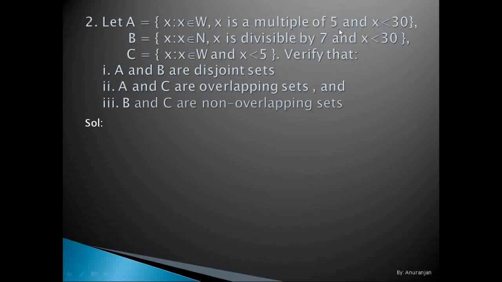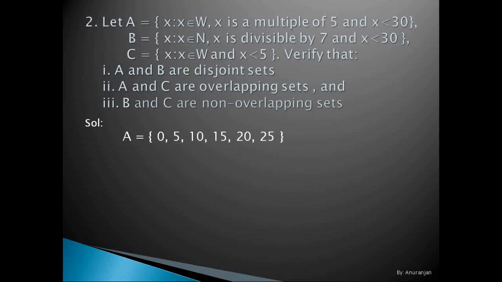So a multiple of 5 means we can start by multiplying 5 by 0. So 5 zeros are 0, then 5 ones are 5, 5 twos are 10, 5 threes are 15, 5 fours are 20, 5 fives are 25, and 5 sixes are 30. But we cannot include 30. Why? Because x is less than 30. It is not even equal to. So we just go up to 25. So we can say the elements of A are 0, 5, 10, 15, 20 and 25.